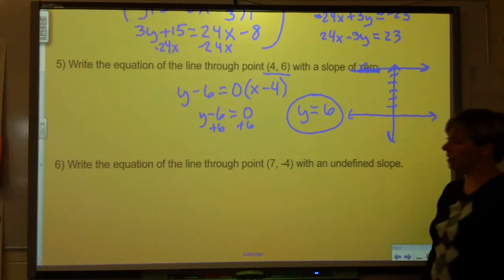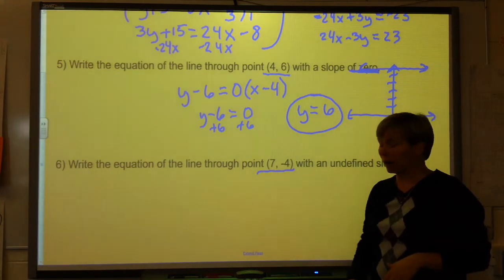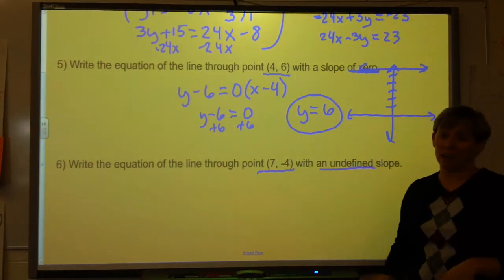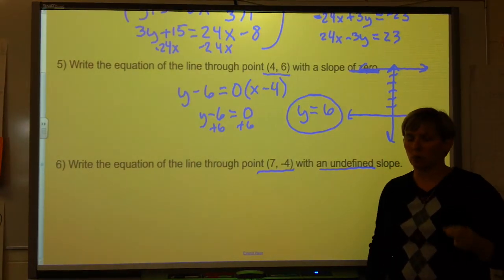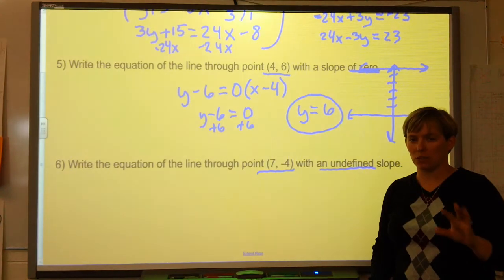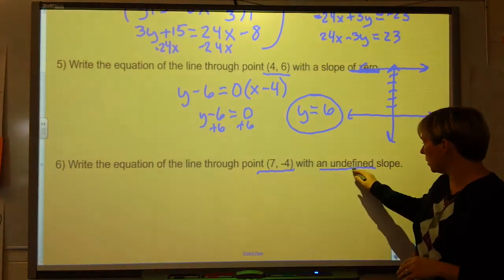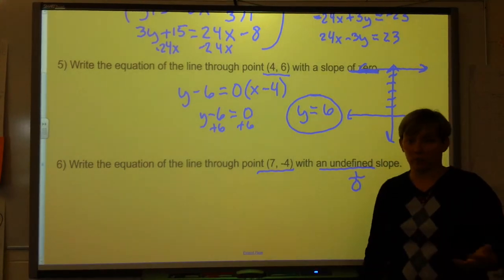Number 6, a little bit different again. We have a point, 7, negative 4, but we have an undefined slope. Remember, think back to what an undefined slope meant. Undefined meant I had 0 when I did my change in x. So really, I'm looking at a slope, say, 1 over 0. So let's use that.